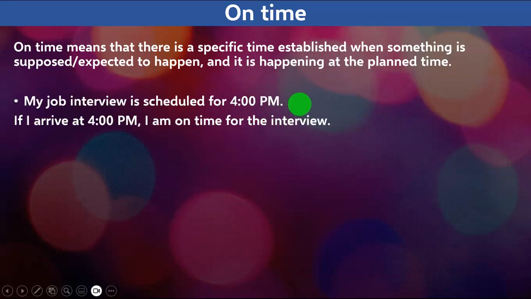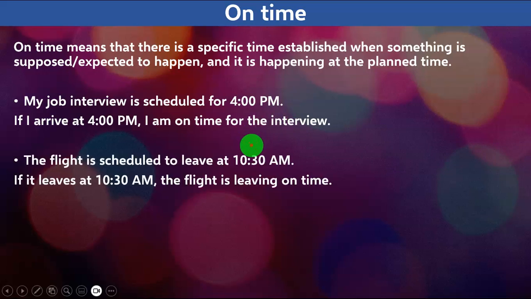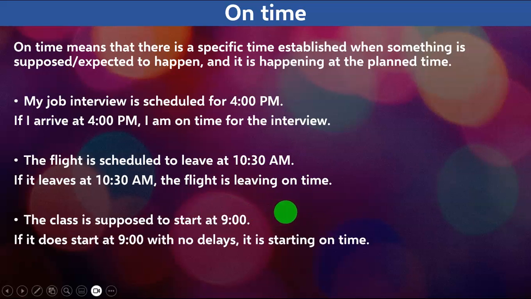My job interview is scheduled for 4 p.m., which means if I arrive at 4 p.m., I am on time for the interview. Right? Number 2, this flight is scheduled to leave at 10:30 a.m. So if the flight leaves at 10:30 a.m., the flight is leaving on time. Another example. The class is supposed to start at 9, right? If it does start at 9 with no delays, it is starting on time. So I hope the meaning of on time is clear.